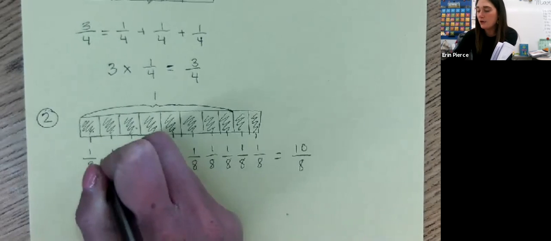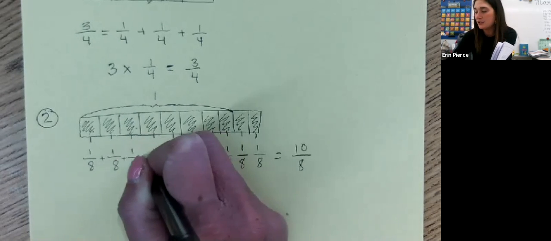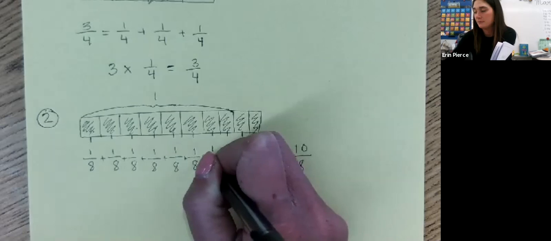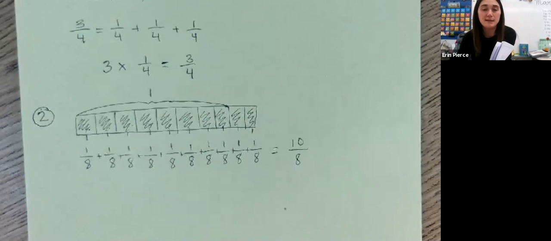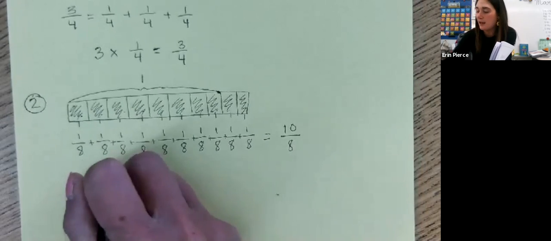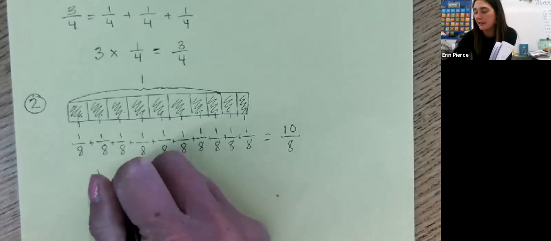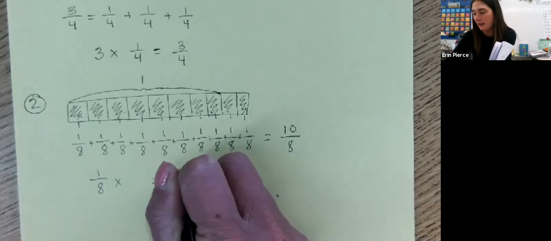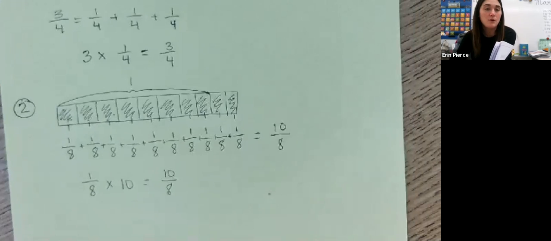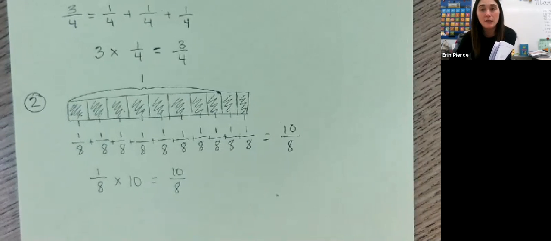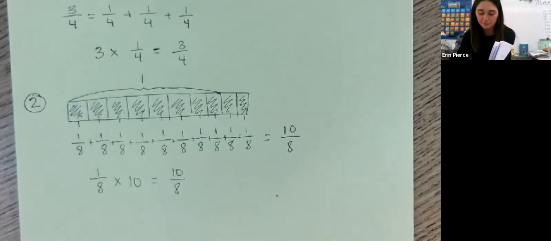So how could we write our multiplication sentence? If you said to yourself, our multiplication sentence would be 1/8, what are we going to multiply it by to get to 10 eighths? Did you say 10? 1/8 times 10 equals 10 eighths.